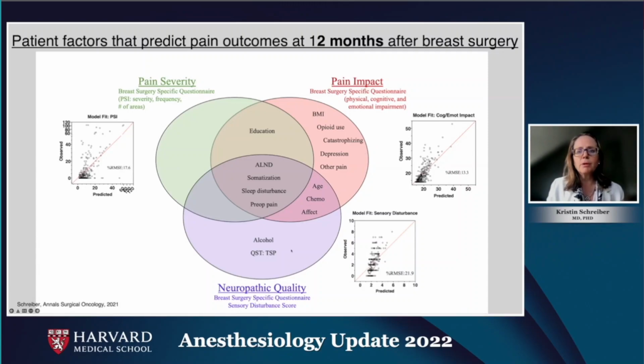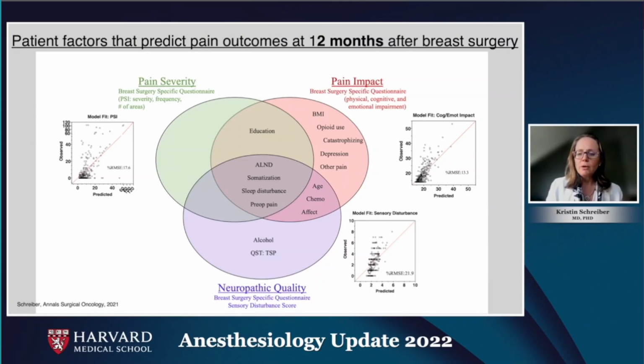And in the purple are predictors of a neuropathic quality of pain. And you might wonder why we used all three of these outcomes. In fact, all three have been used to define what chronic pain after surgery is in previous studies. And we thought it would be interesting to see how they overlap. And that's where the Venn diagram comes in.